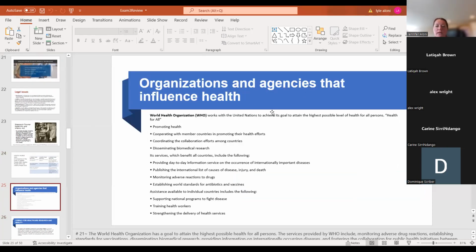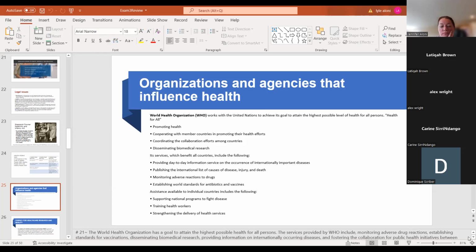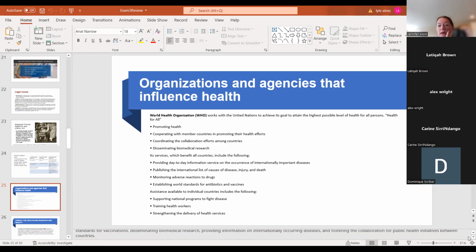We look at the organizations that help with public health, and we see the World Health Organization. And we do a bunch with the World Health Organization. We do standards for vaccines. We do biomedical research. We do information on international occurrences. We look at public health initiatives. Really look at the world as a whole and how can we have everybody improve. Okay, so when you see the World Health Organization, you want to remember it's worldwide and it's taking care of everyone.